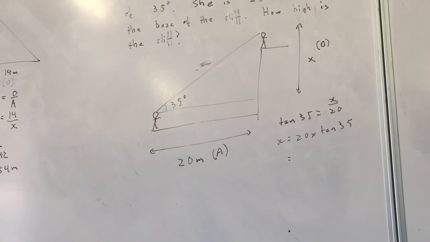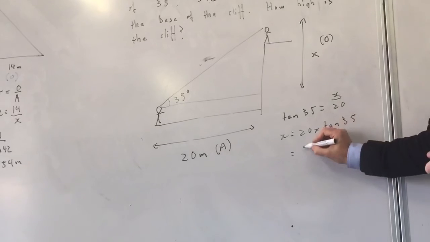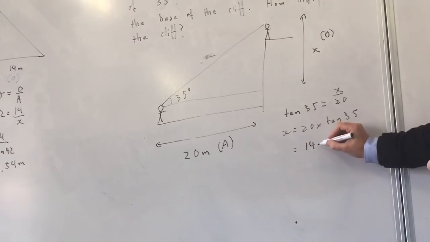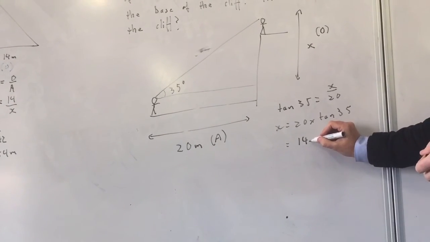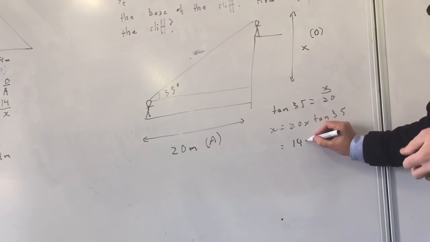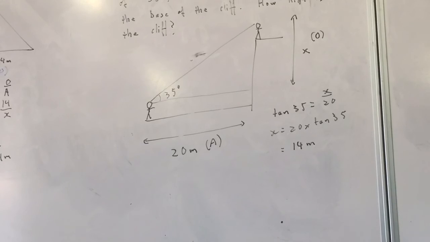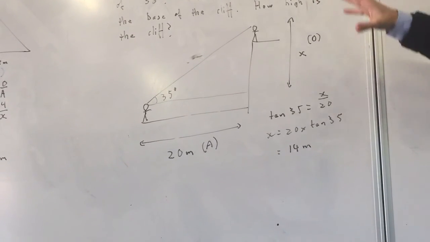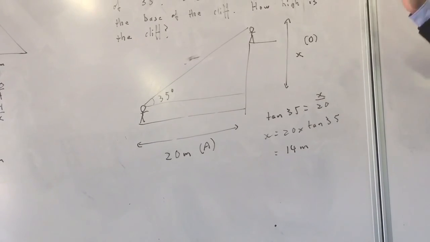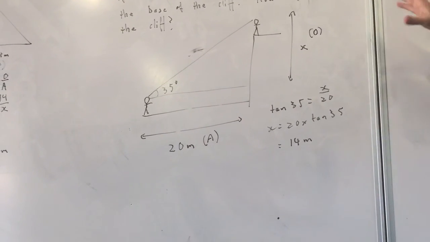Yes, please, Sigrid. 14. Lucky 14 point what, sorry? Just 14. Okay. So the cliff is 14 metres. So again, make sure you include those units. And so a lot of what we're going to look at, particularly later in this topic, is a lot of different types of applications. But that's just an example of one.